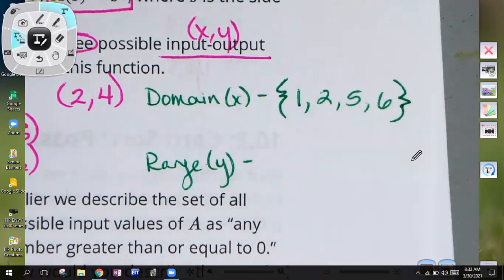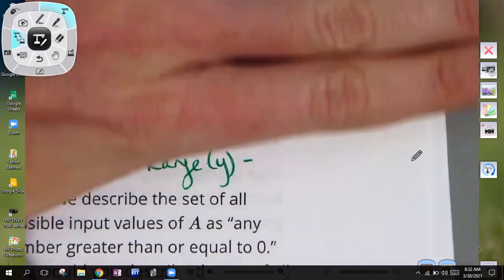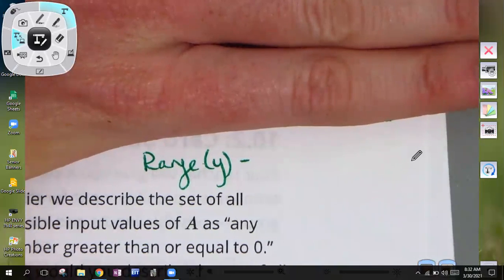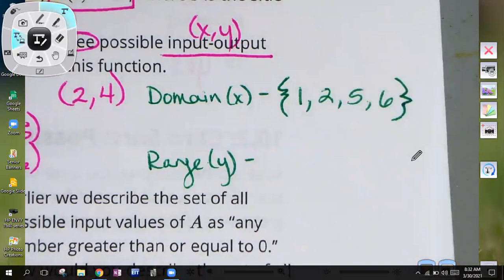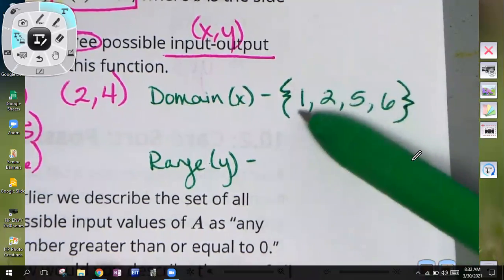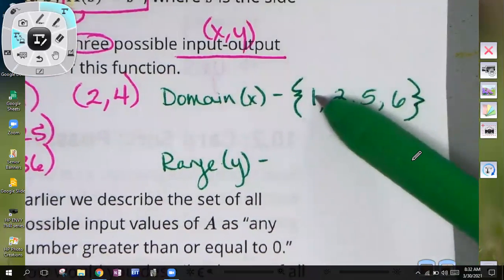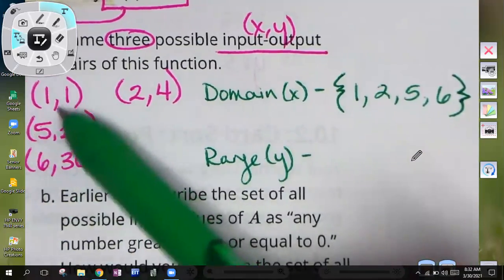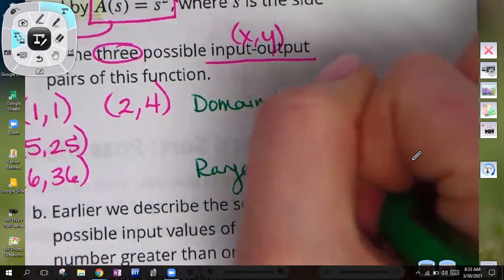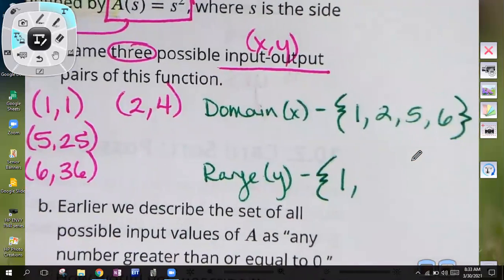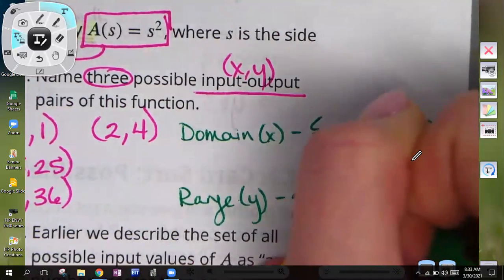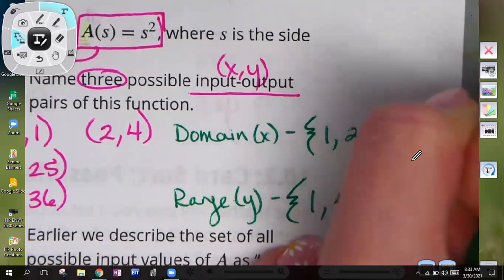Now, range is a little bit different. If it did not ask me for the domain to begin with and it just asked me for the range, I would do the exact same thing. But when it asks me to do them together, I have to match up the range with its correct Y value. So for example, I started with 1, so I have to put that Y value first. So its Y value would also be 1. Okay, then I did 2, so it would be 4, then 25, then 36.